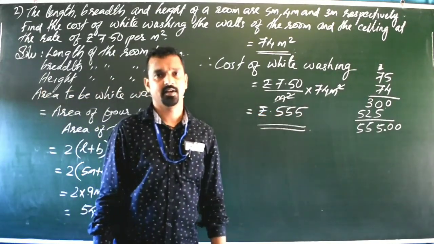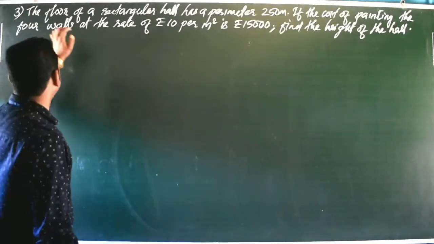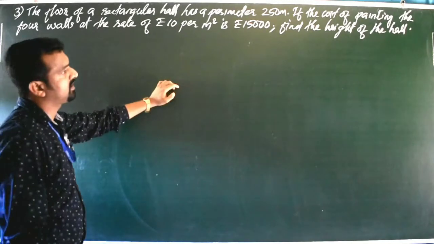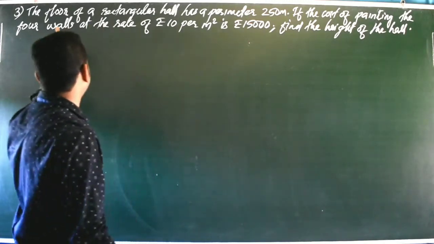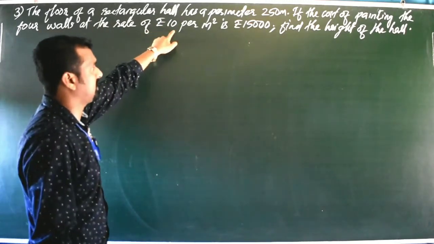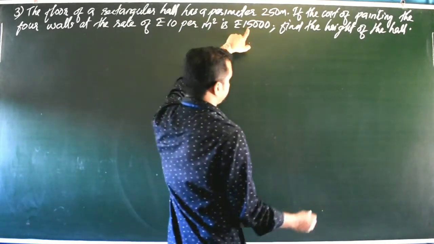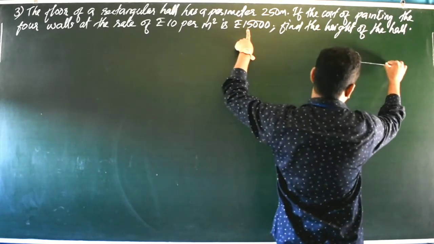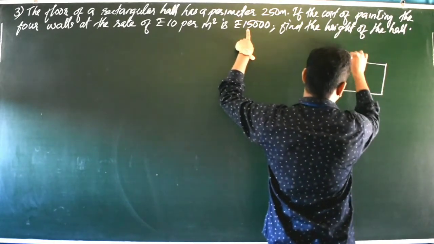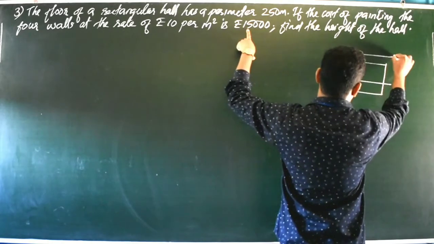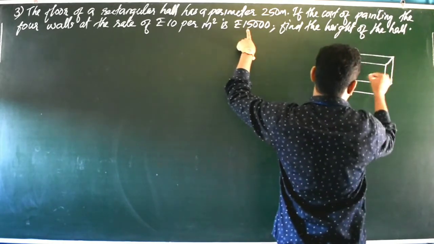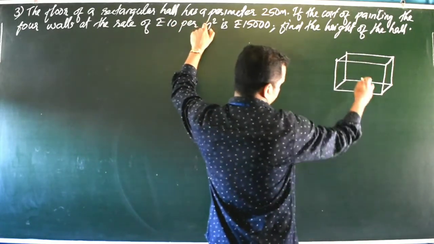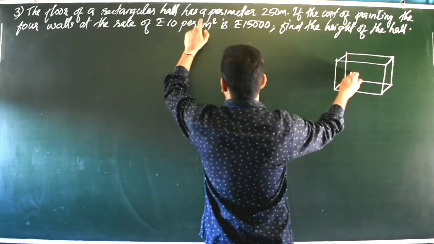That is the answer. Now question number 3. The floor of a rectangular hall has a perimeter 250 meter. If the cost of painting the 4 walls at the rate of rupees 10 per meter square is rupees 15,000, find the height of the hall. We want to find the height of the hall. It is given here: the floor of a rectangular hall. Just imagine that this one is a hall, a rectangular hall.